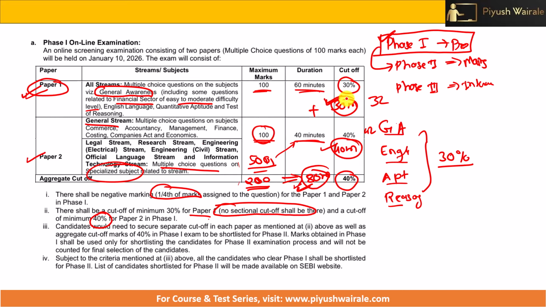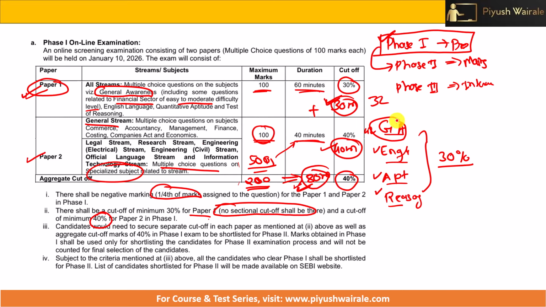And there is no section cutoff as well. Okay. So for this general awareness part, because English, aptitude, and reasoning depend on you, on how well you did during your BTech or your placement preparation. But if you want to know how to prepare for this paper 1, let me share that also.